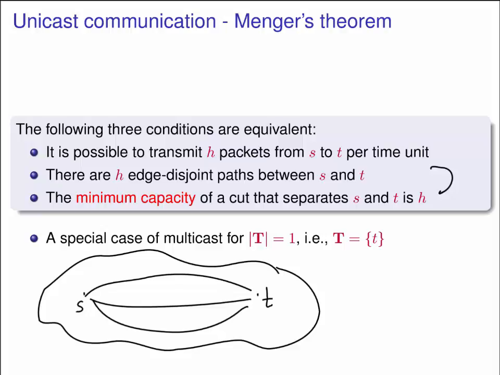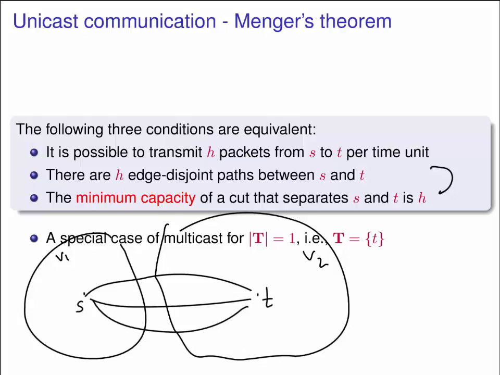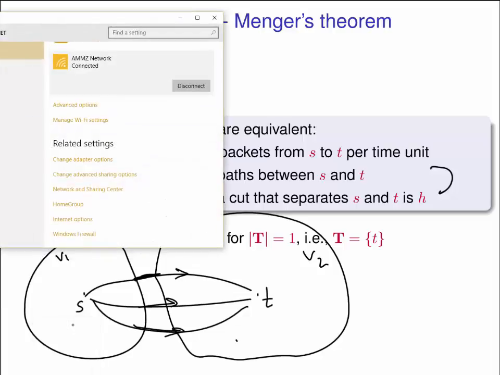In one direction, proving this theorem is pretty simple. If you can find H edge-disjoint paths, then any cut that we consider in the network that separates S and T, meaning S will be in V1 and T will be in V2, must have at least H edges. Why must it have at least H edges? Because those disjoint paths will cross this cut, right? Each of those paths will cross this cut at least once. It can actually cross even multiple times, but at least one time this cut will be crossed.